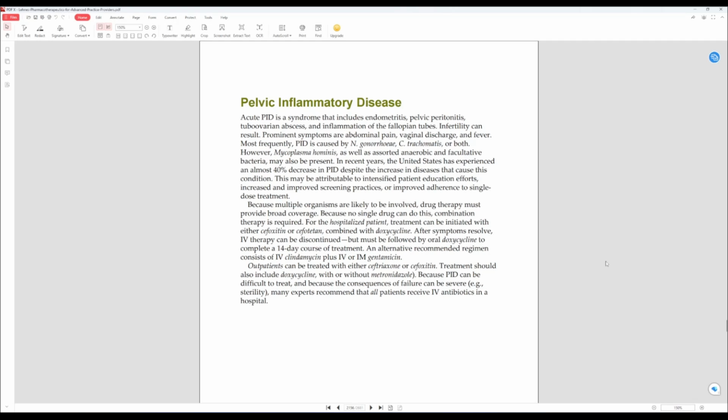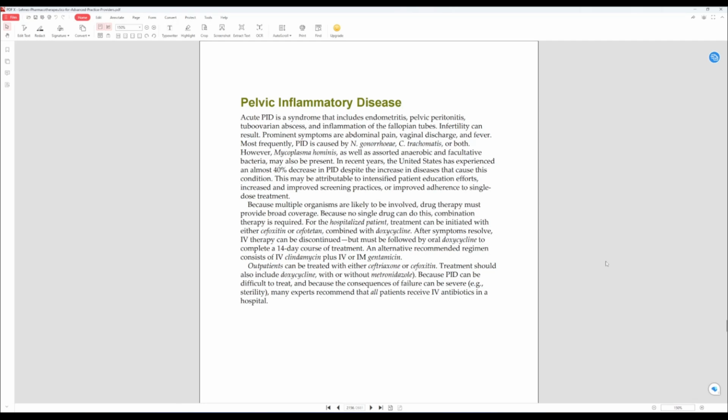In recent years, the US has experienced an almost 40% decrease in PID, despite the increase in diseases that cause this condition. This may be attributable to intensified patient education efforts, increased and improved screening practices, or improved adherence to single-dose treatment. Because multiple organisms are likely to be involved, drug therapy must provide broad coverage. Because no single drug can do this, combination therapy is required.